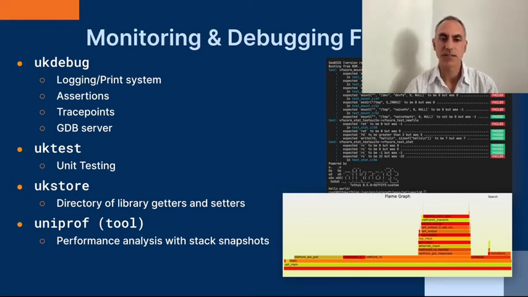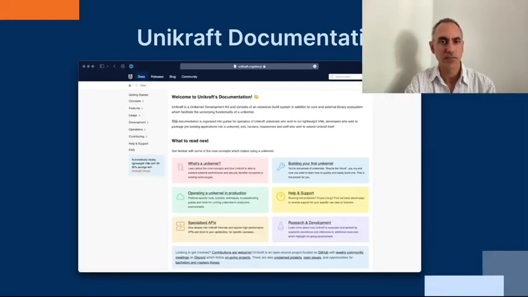What this does is it takes stack snapshots periodically, and then you can use those to generate flame graphs, such as the one I'm showing on here. And the flame graph will very quickly and visually show you where your performance bottleneck is. It'll give you even the function names, and then you can go ahead and try to optimize those. And finally, we have done a lot of effort to document Unikraft well. This is available on unikraft.org/docs.